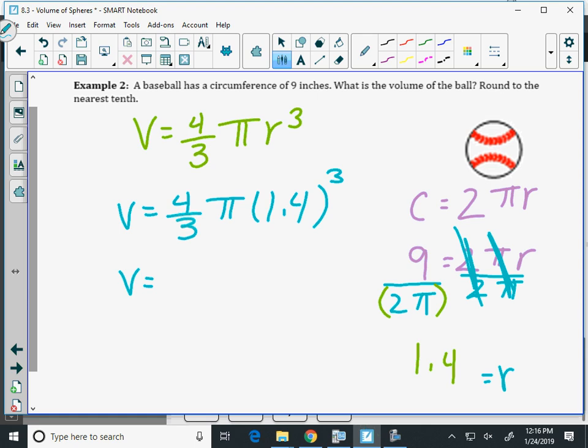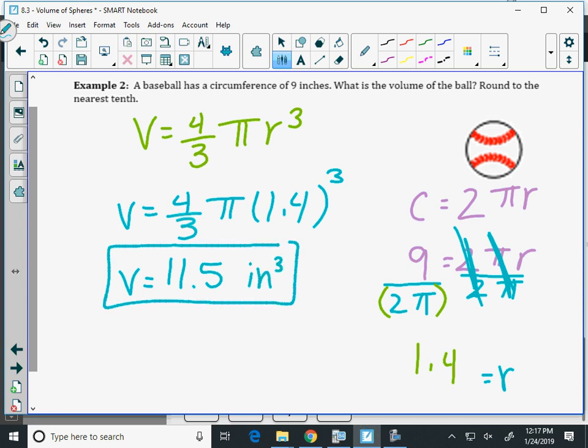Did you cube the 1.4? Did you include pi? So it should be 4/3 times pi times 1.4 cubed. Because we're rounding, we want to type everything in. Whatever says round, type everything in. And we do that when we get, yeah, you get about 11.5. If anyone didn't get 11.5, let me know, but you should get about 11.5 inches. That's roughly what the volume of that baseball is.